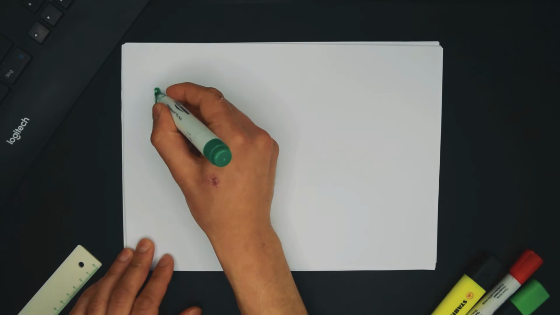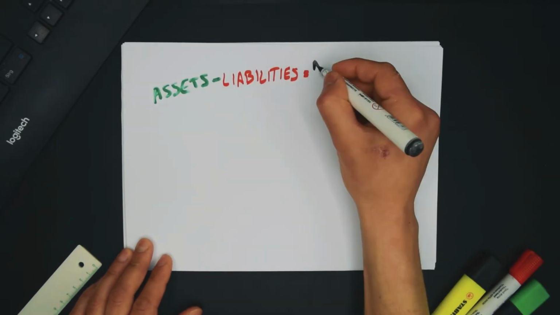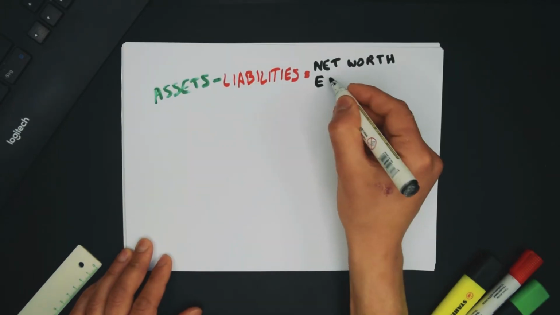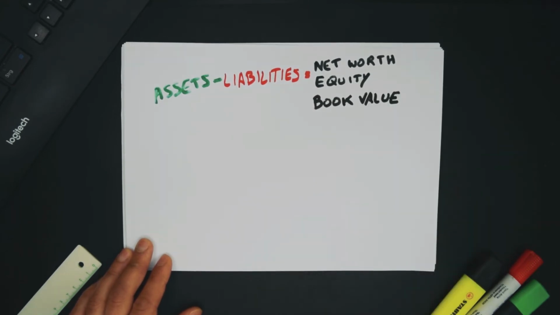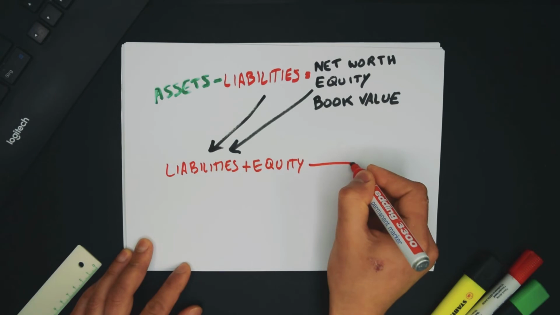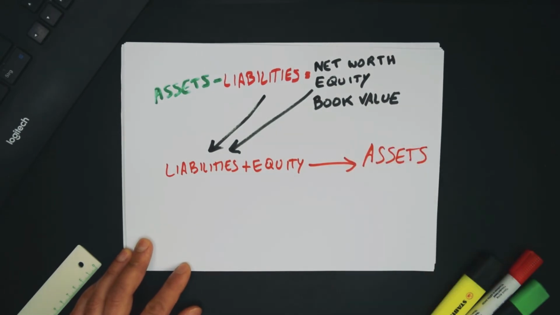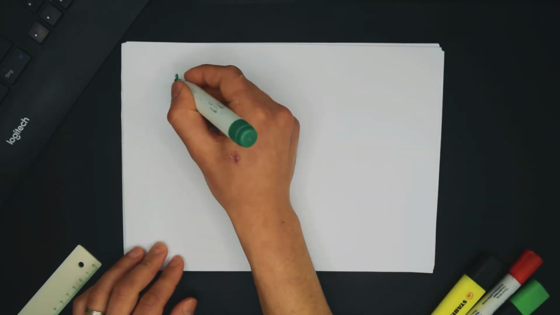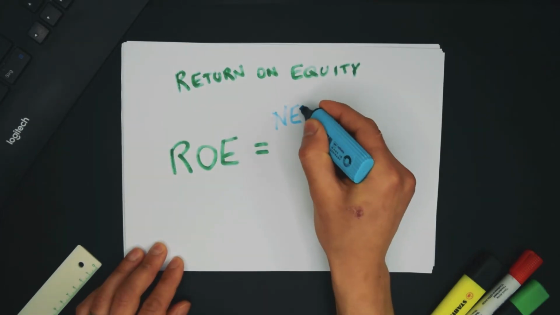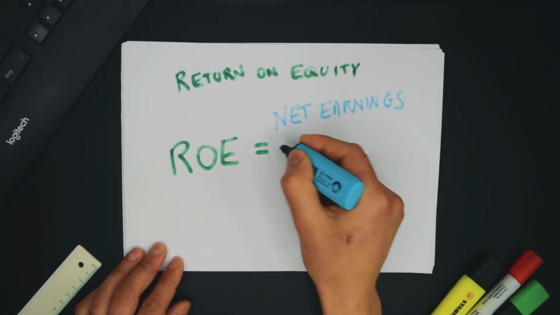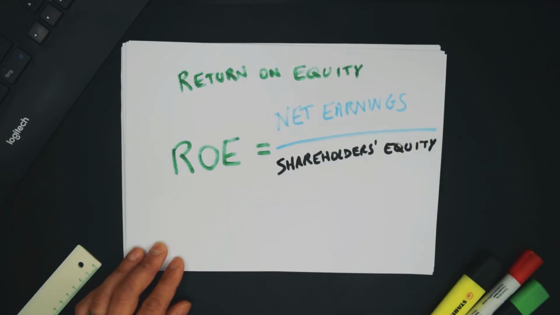When you subtract all liabilities from all assets, you get the net worth of the company or shareholders' equity, which is also called book value of the business. Total liabilities plus equity must equal total assets. There is an important ratio, which is the return on equity, ROE. It's calculated as net earnings after tax income divided by shareholders' equity.